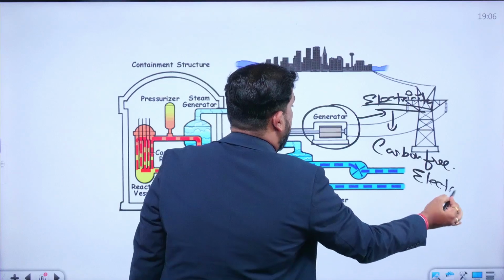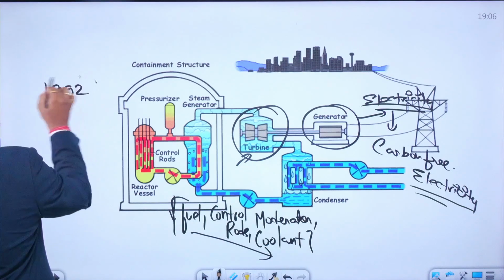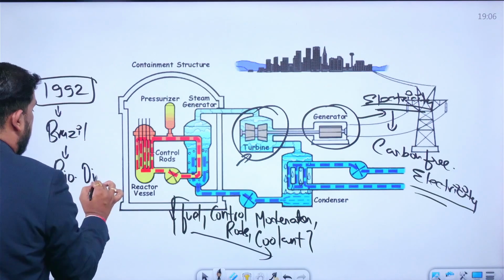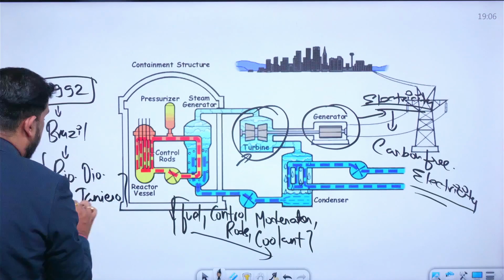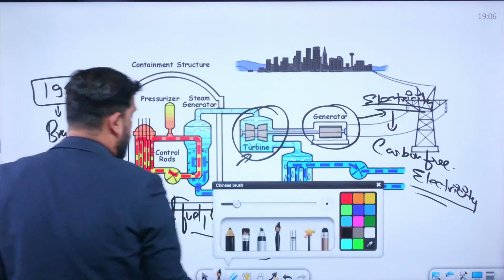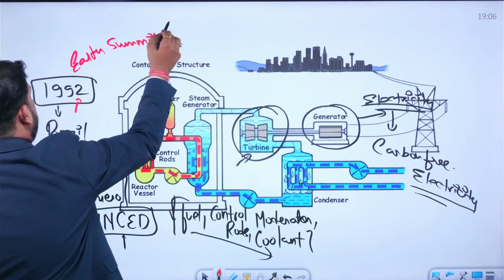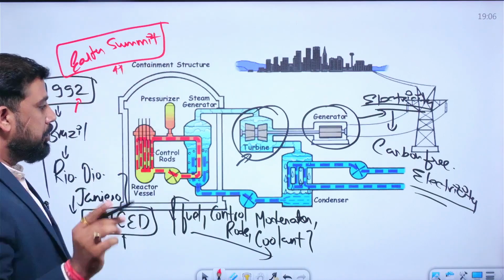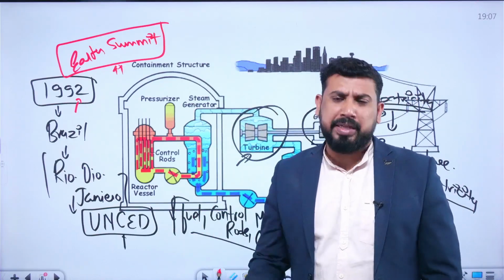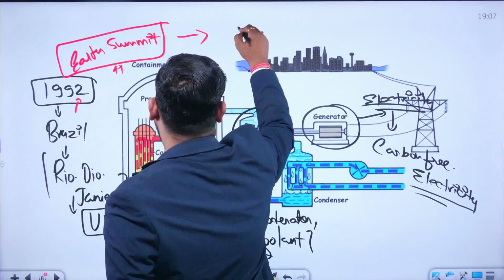Because when we talk about the 1992 Earth Summit, in 1992 in Rio de Janeiro, Brazil, a summit happened named the United Nations Conference on Environment and Development, UNCED. It is also known as the Earth Summit. In this Earth Summit, 5 topics were discussed: climate change, biodiversity, forest management, sustainable development, that is Agenda 21, and desertification, of which the most important topic is climate change.